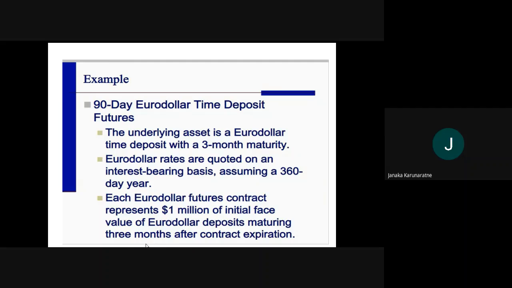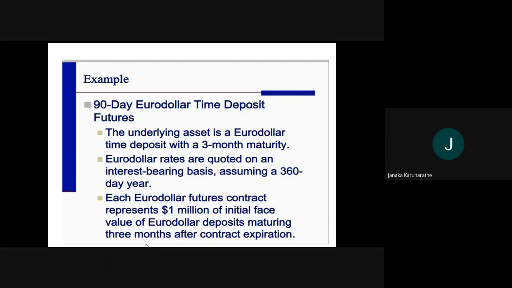Many banks, even a domestic bank, can use euro-dollar time deposit futures for hedging purposes. So 90-day euro-dollar time deposit futures are a very common short-term interest rate related instrument used by many banks around the world. Typically, euro-dollar time deposits are dollar-denominated deposits issued outside the USA. So that is why euro-dollar. Euro-dollar means the dollar-denominated instrument issued in a country other than the US.